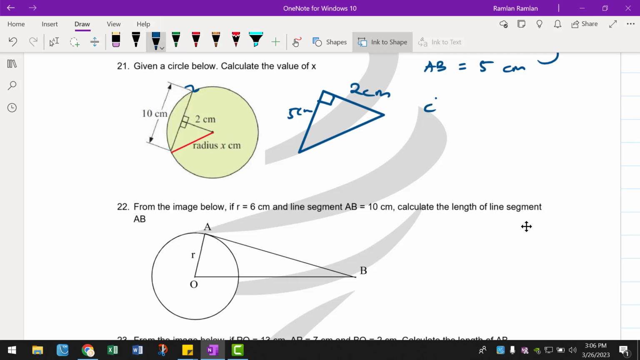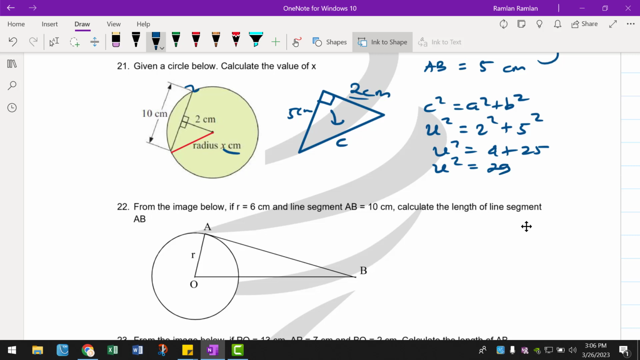There'll be c squared equals a squared plus b squared, and the c is going to be in front of the 90, that is the c. That will be the x, right? So x squared equals a squared. Let's say the a is 2, so it's 2 squared, and then 5 will be the b. Then x squared equals 4 plus 25, so x squared equals 29, so x will be equal to the square root of 29. And then you don't have to change this into decimal, that's fine.